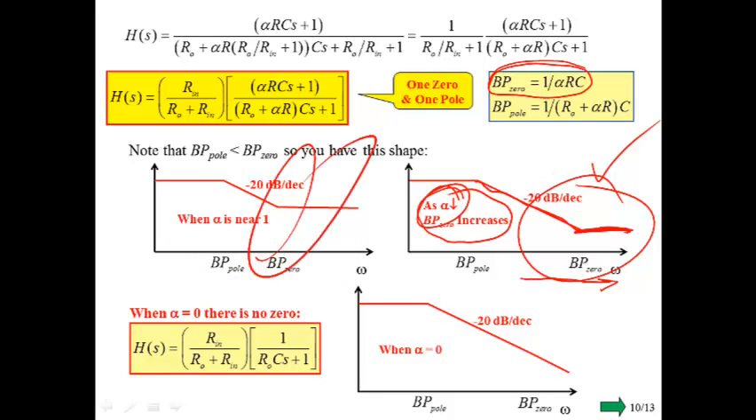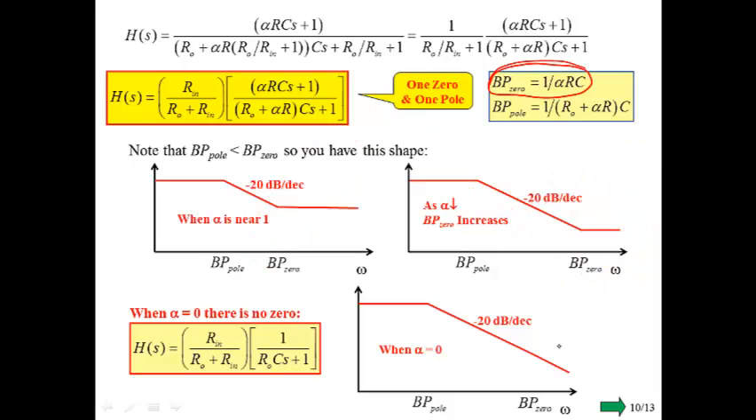Now, when I set alpha equal to 0, so that's when I turn the pot all the way so that alpha is equal to 0, where does the zero go? Alpha goes to 0. This breakpoint goes to infinity. If I look at this up here, this term goes away, and so now I have no zero. My breakpoint from a zero has in fact gone to infinity.